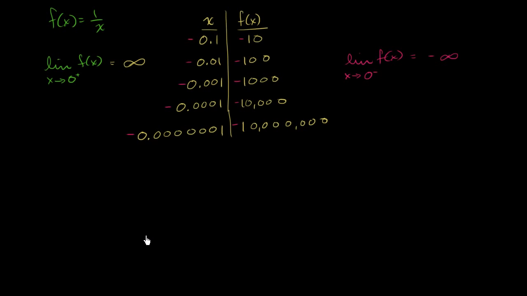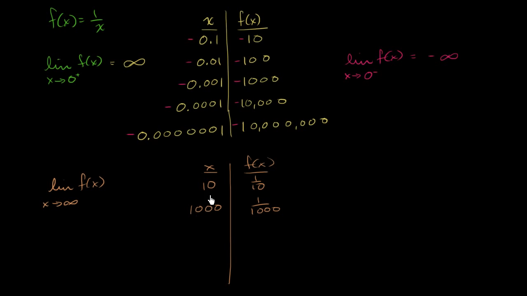Now let's think about a limit as x approaches either positive or negative infinity. So let's now think about the limit of f of x as x approaches infinity. And one way to set up this table, we can do a similar thing, x and f of x. So if x is 10, then f of x is 1 over 10. If x is, and I'm just going to go larger and larger numbers, if x is 1,000, then f of x is 1 over 1,000. If x is 1 million, then f of x is going to be 1 millionth.